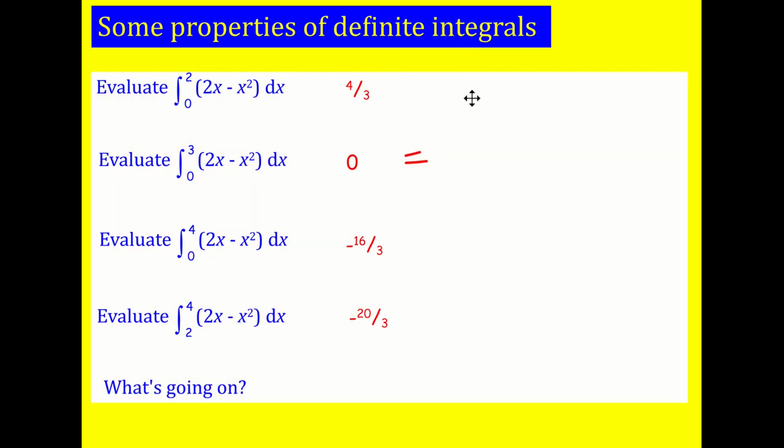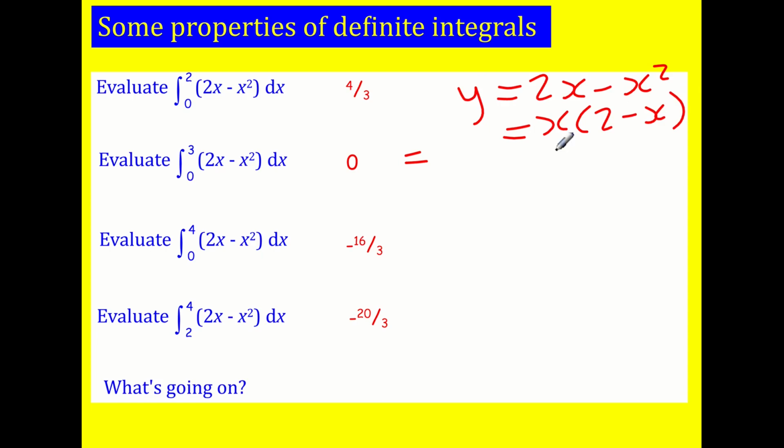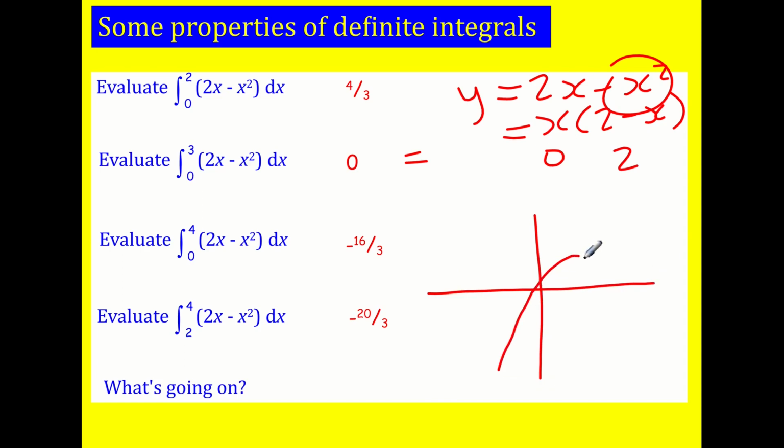So if I want to sketch y equals 2x minus x squared, I can factorize out the x. That gives me my roots of 0 and 2. I know it's a negative quadratic. It's going to go up like so. And this is starting to make a bit more sense. So the first integral was this, because we had 0 and we had 2.